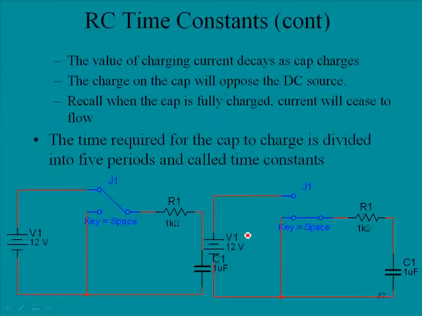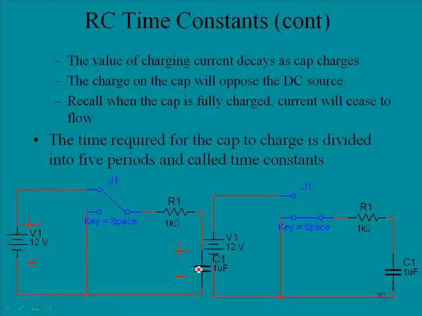This is the same circuit here. The value of charging current decays as the cap charges. Here we have the voltage applied, here we'd have a minus, here a positive, and as this switch is closed, current is flowing and this capacitor is charging. Now what we'll notice here is that this capacitor is going to act much like a battery. The positive terminal is here, the negative terminal is here, and the charging of this cap is going to oppose this charging voltage.